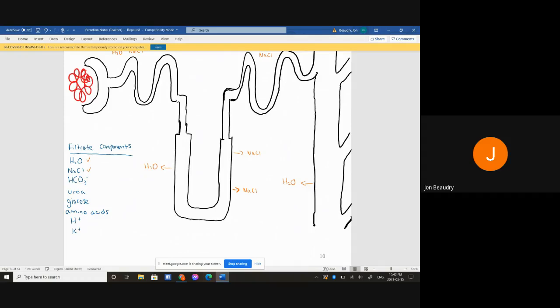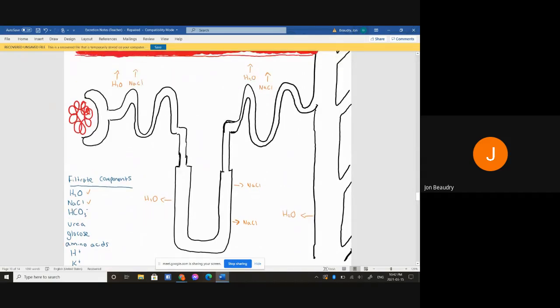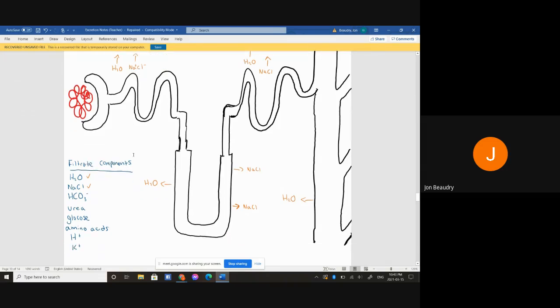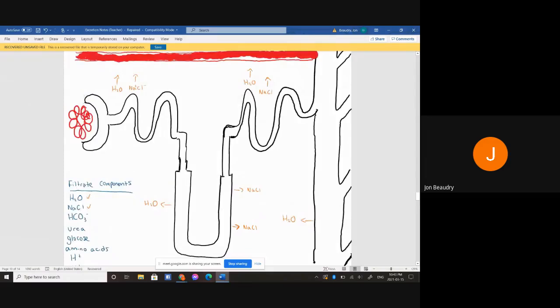Now that's sodium chloride. Now please remember that sodium chloride actually happens in two different ways. It's not leaving my nephron as a compound. What's happening here is sodium is being actively transported out of my nephron back into my efferent arteriole. And because sodium is positive, chloride is negative, then I have that also chloride ion jumping in with sodium and leaving as a compound.